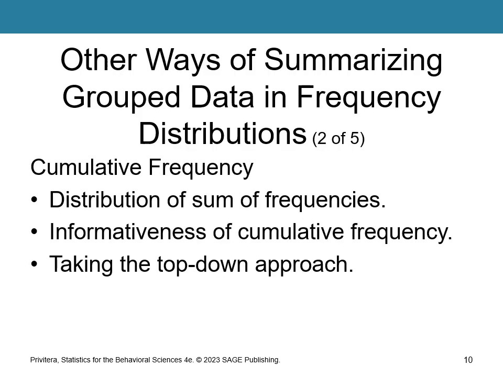A cumulative frequency distribution is used when researchers want to describe frequencies above or below a certain value. It's a summary display that distributes the sum of frequencies across a series of intervals. Frequencies can be added from the top or bottom, depending on how the researcher wants to discuss the data.